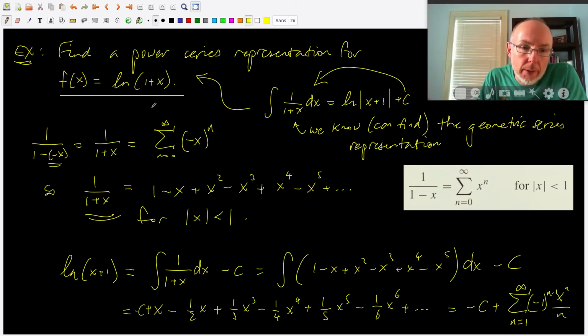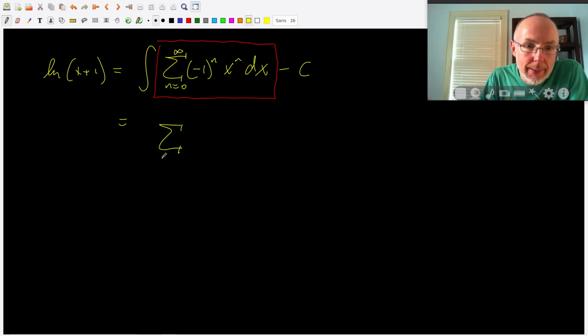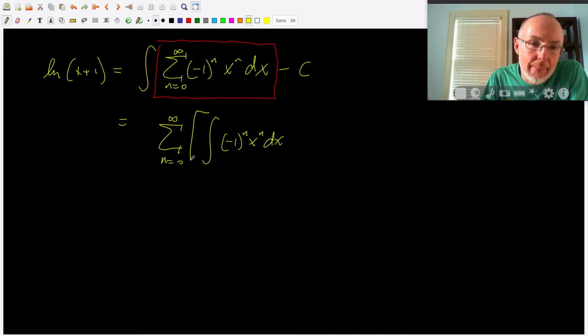I could have done it by just directly integrating this term here. Let me think about what we mean by that. I could have literally plugged in my power series representation for 1 over 1 plus x into the integral, and then just integrated every term. What this theorem is essentially telling us is I can swap the sum and the integral. So instead of integrating that entire sum at once, I can integrate each term. So I'm going to get this minus 1 to the power of n, x to the n dx. I'm going to integrate that, and then when I'm done, I'm going to add up the result. That's essentially what's happening here.